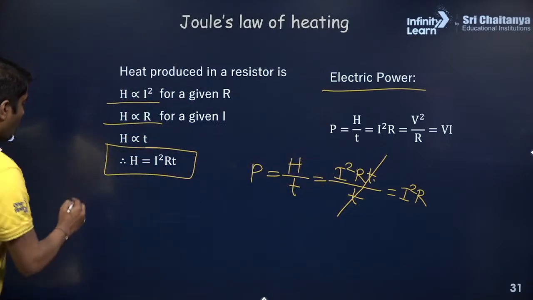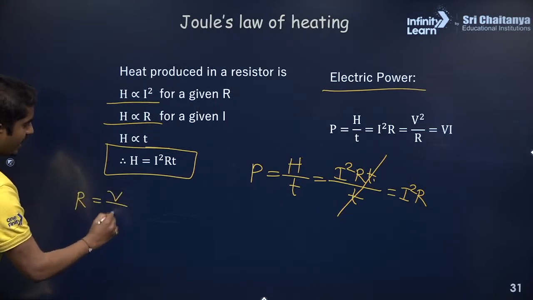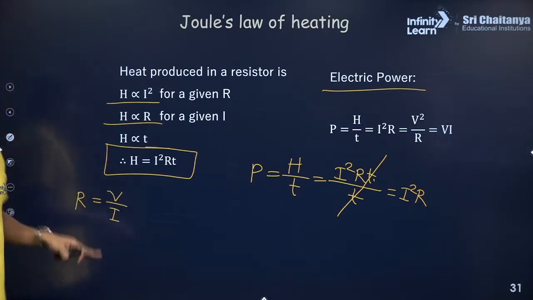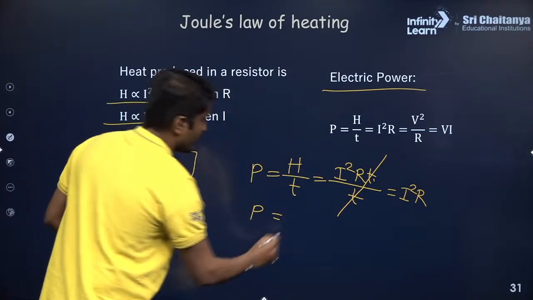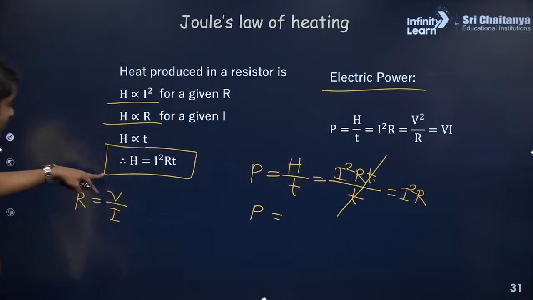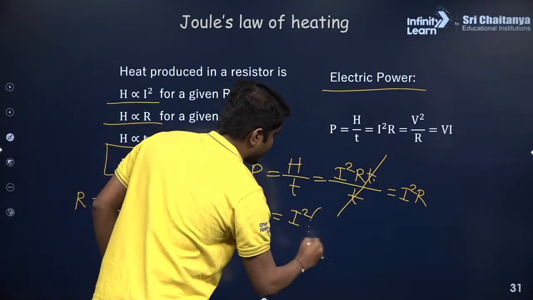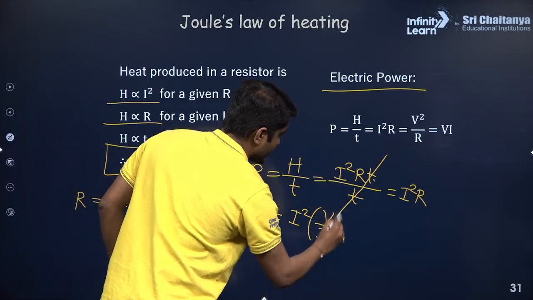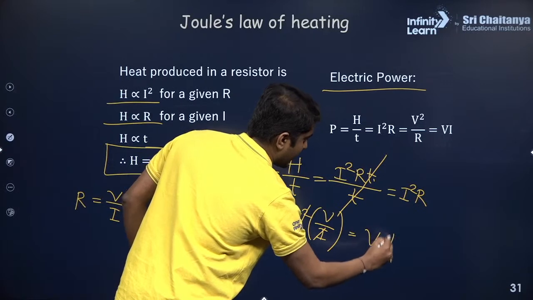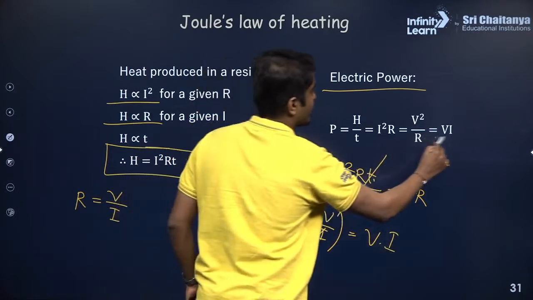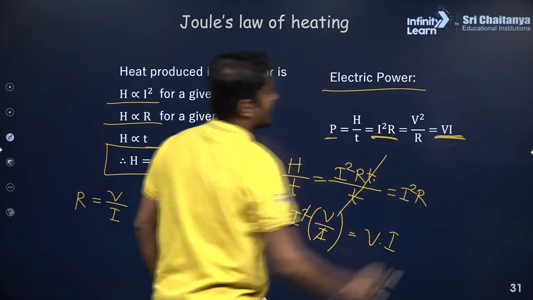So now do you remember Ohm's law? Ohm's law says that R is equal to V by I. Substitute it in this equation. So we get power is equal to, instead of R, I am substituting V by I. So this is I square multiplied by V by I. So one current will get cancelled out, that is V times I. So that is the second equation for the power. Power is I square R, it is equal to V times I.